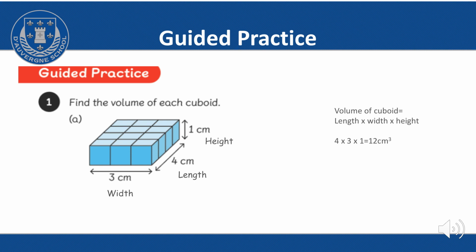Moving on to your guided practice. Today you are going to be having a go at finding lots of different volumes of different cuboids. So to recap, the volume of a cuboid is found by multiplying the length by the width times the height. For this cuboid here, you can see that we've got a length of 4, a width of 3 and a height of 1. 4 times 3 is 12, 12 times 1 is 12. The answer is therefore 12 centimetres cubed.